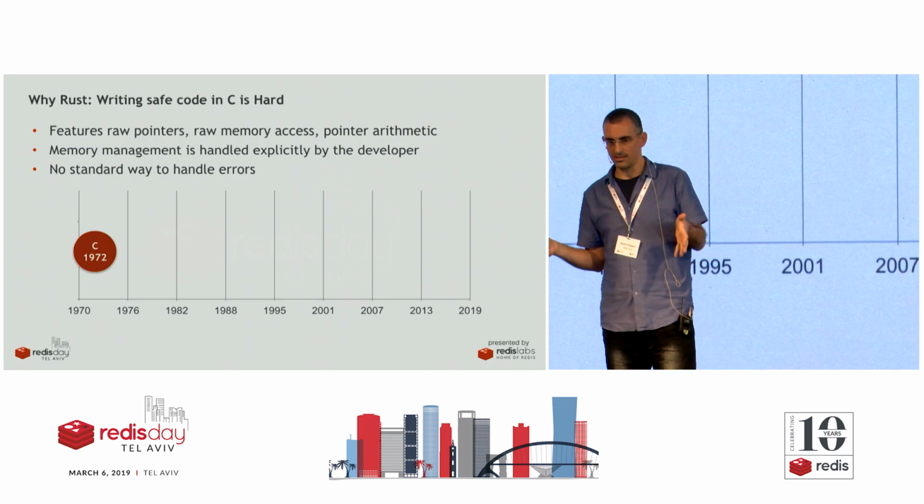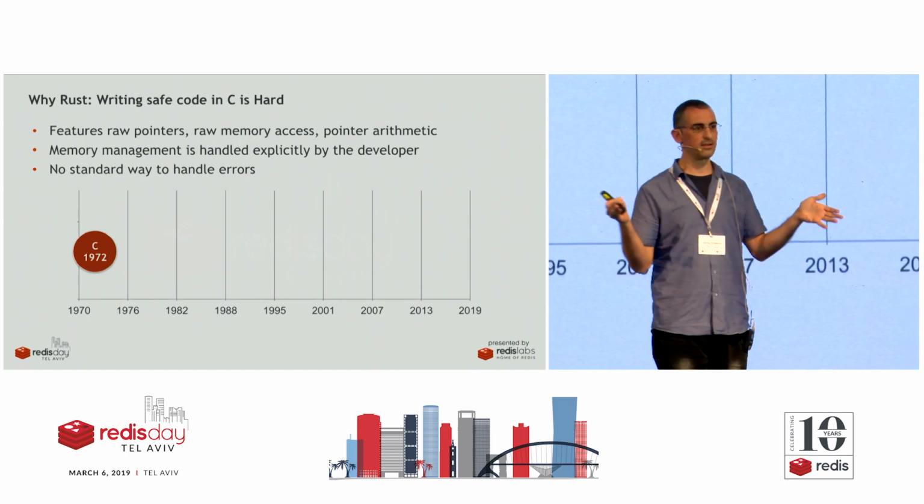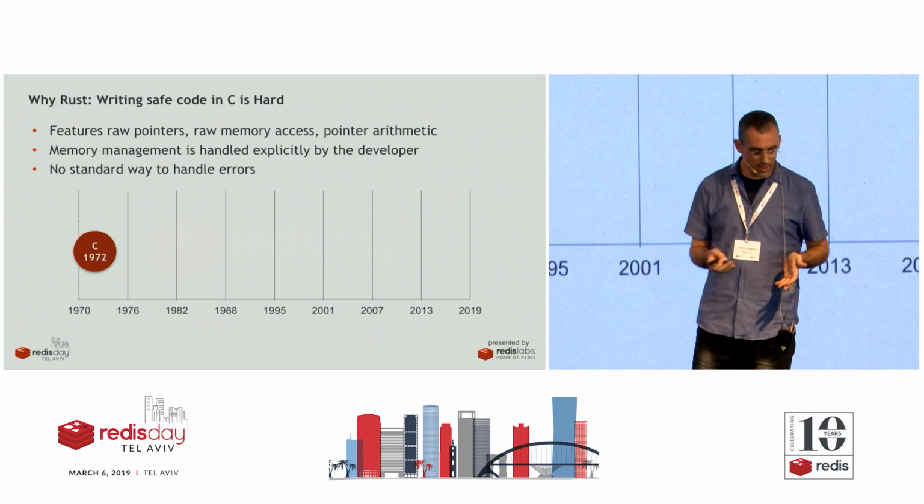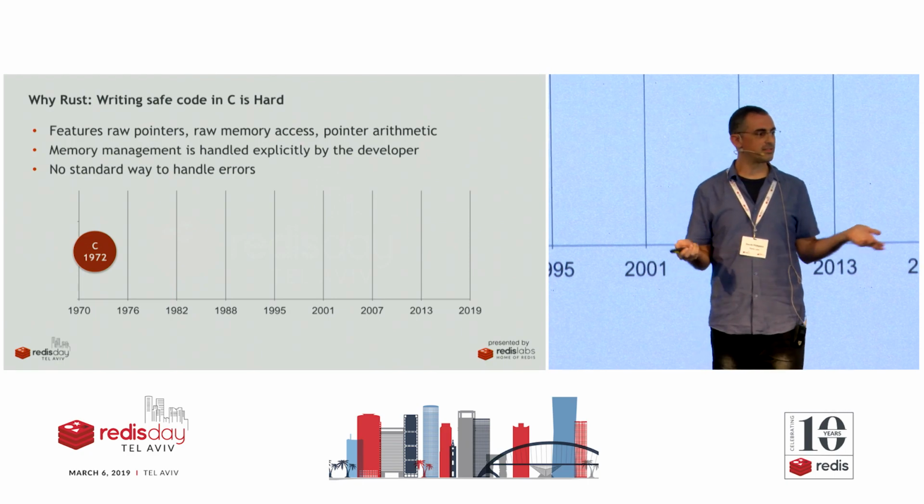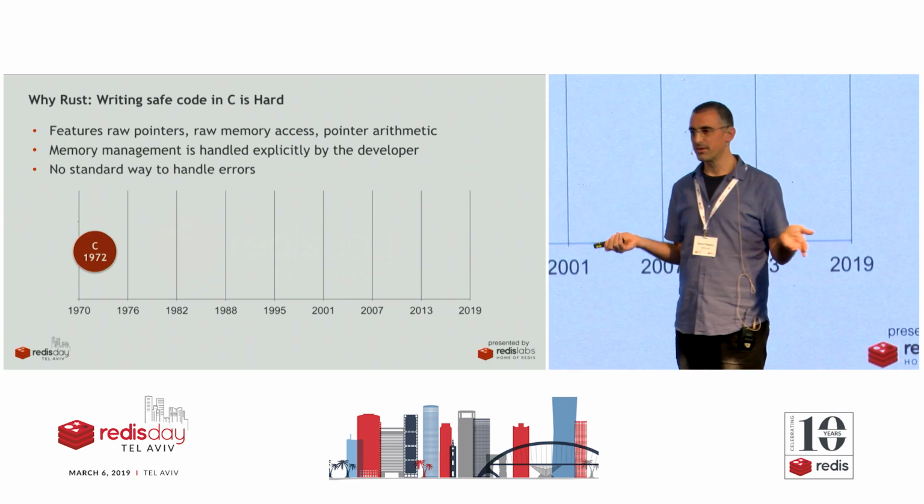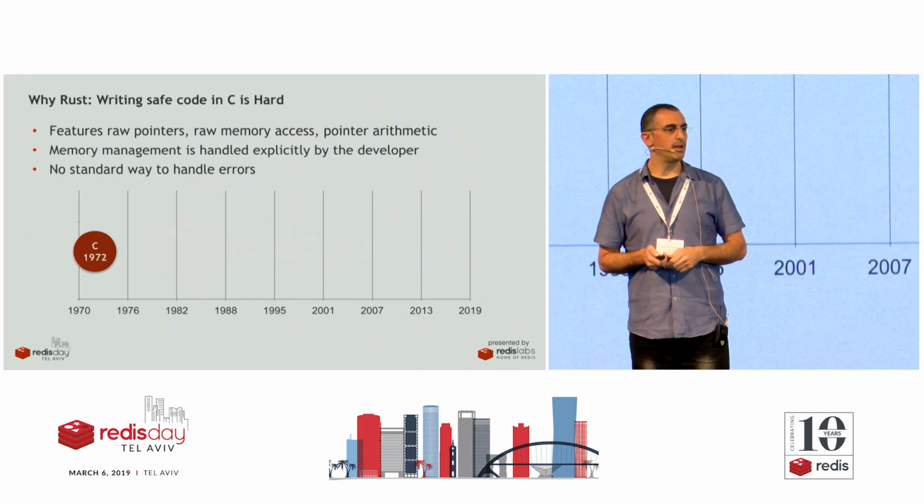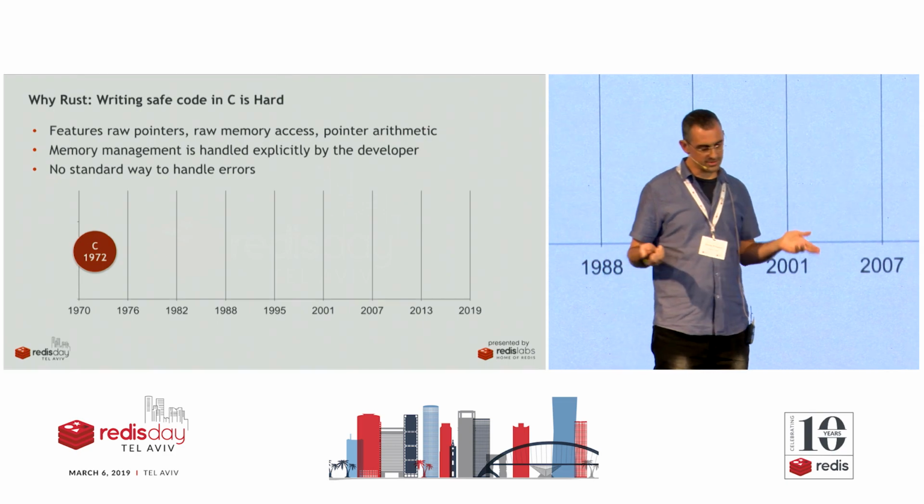That's the whole point of C. It's a portable assembler. It was meant to write operating systems. Unix was written originally in assembler but imported to C. So it's very easy to access memory. You have raw pointers, pointer arithmetic, etc., etc. So it's also very easy to access the wrong memory, to use a null pointer, dereference it, things like that.